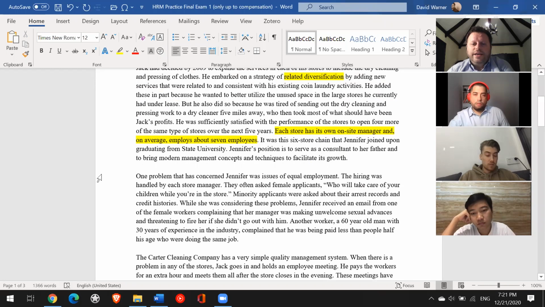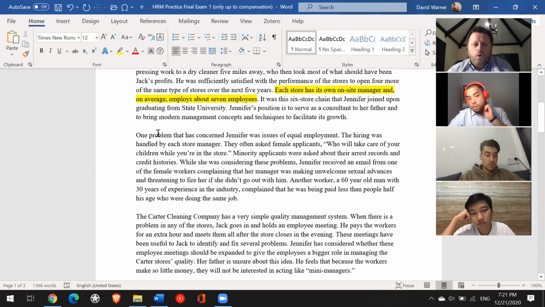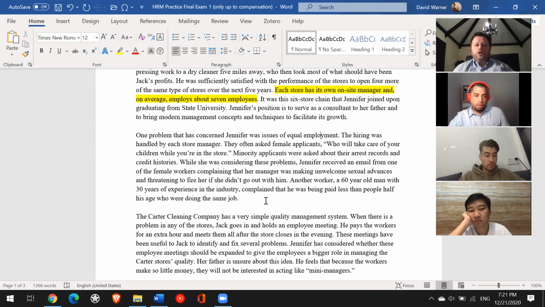Okay, and here I think in this paragraph is where we get into the HR. One problem that has concerned Jennifer was issues of equal employment. The hiring was handled by each store manager. They often asked female applicants who will take care of your children while you're in the store. Minority applicants were asked about their arrest records and credit histories. While she was considering these problems, Jennifer received an email from one of the female workers complaining that her manager was making unwelcome sexual advances and threatening to fire her if she didn't go out with him.